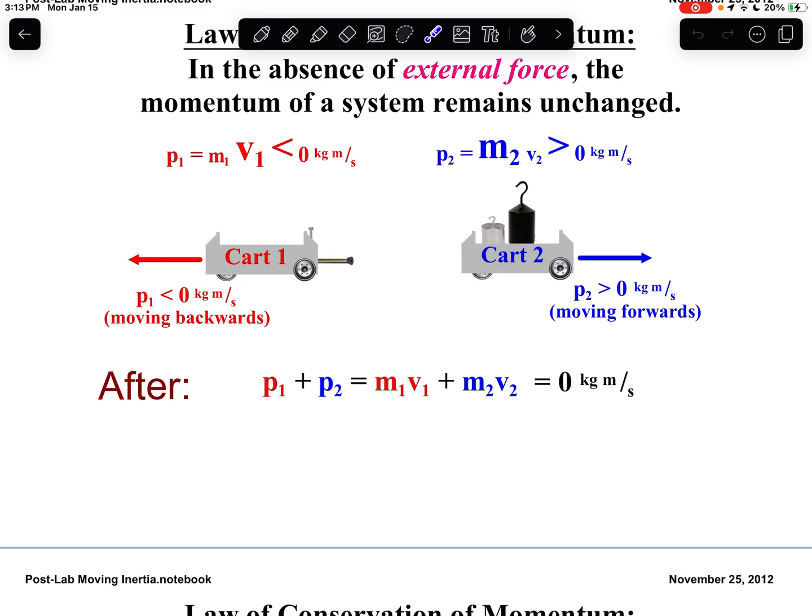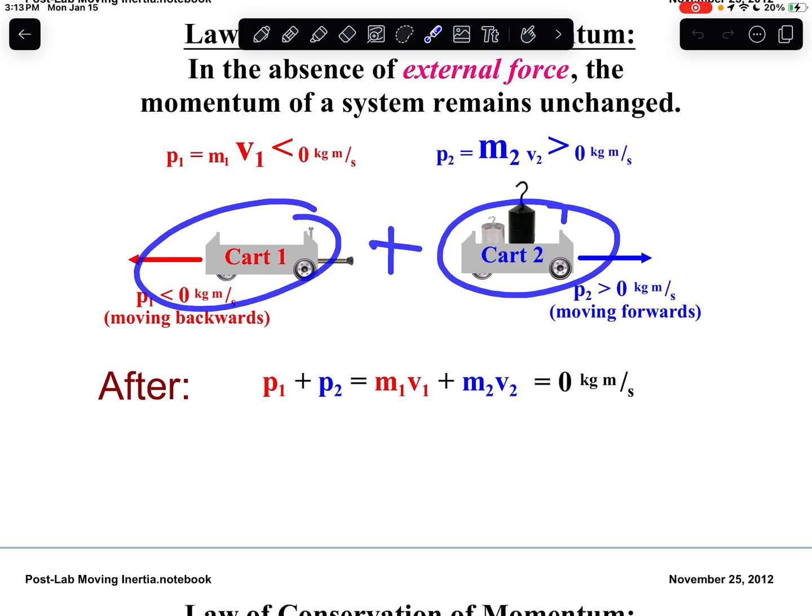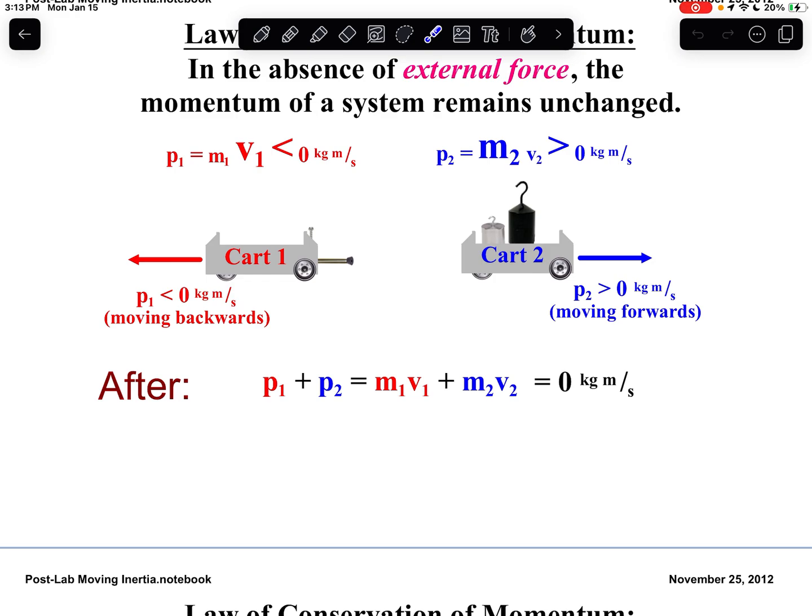There were plenty of sources of error within this lab that caused us to find a total momentum after the explosion that was non-zero, but in reality, it was pretty close to 0, and that's what we should have seen because, again, momentum is conserved. The momentum before we push the button was 0, so the momentum after we push the button, cart 1 plus cart 2, should sum up to 0.